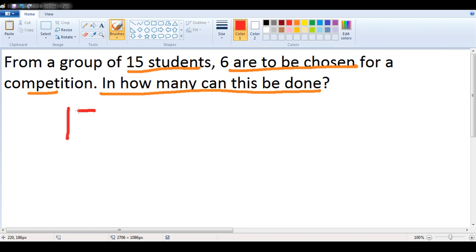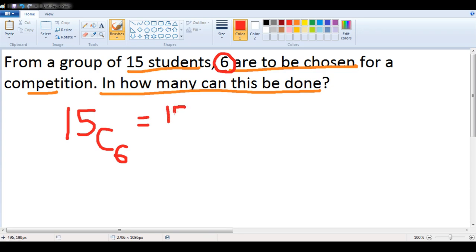Totally there are 15 students. Out of 15 students, I need to select any 6 students. They are not telling which 6 students need to be selected. They are telling that 6 students need to be selected. Out of 15, select any 6 for the competition. It is 15C6. Now see here, 2 or 3 problems. Let us understand how to solve these values.